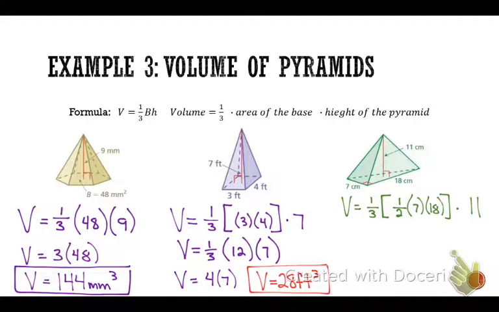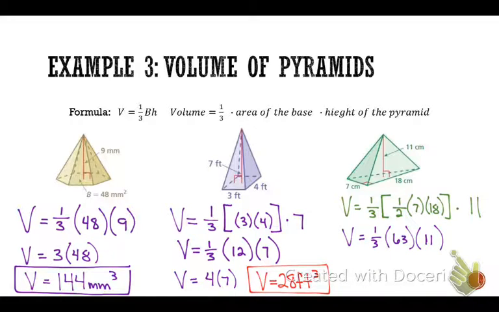What did you look to do first in here? 7 times 18. I would do half of 18, right? You can do it in any order. What's half of 18? 9. And then what's 9 times 7? 63. Okay, so that's what I did. Does everybody see how I got 63? Times 11.